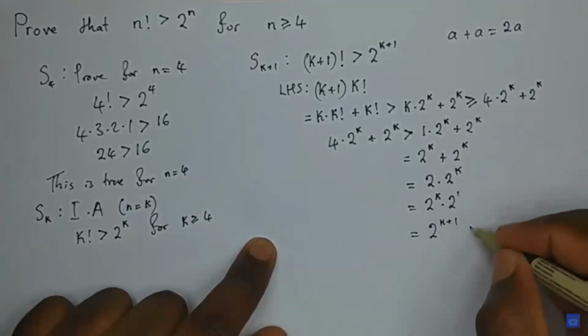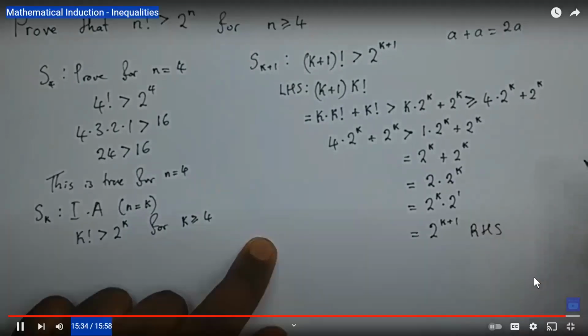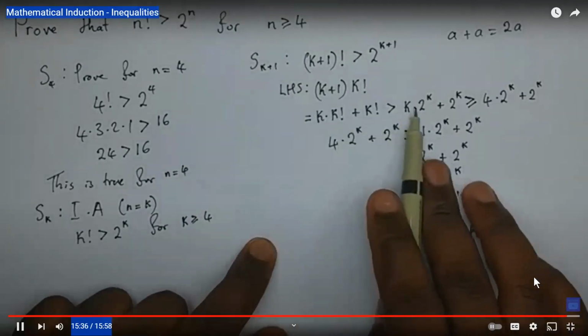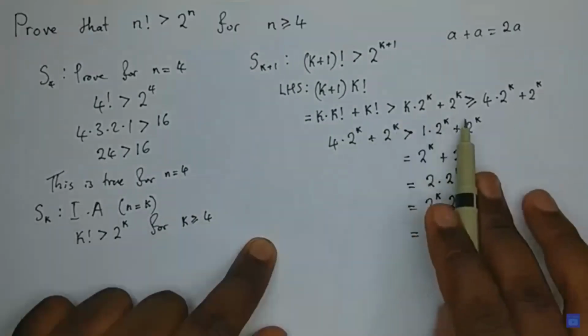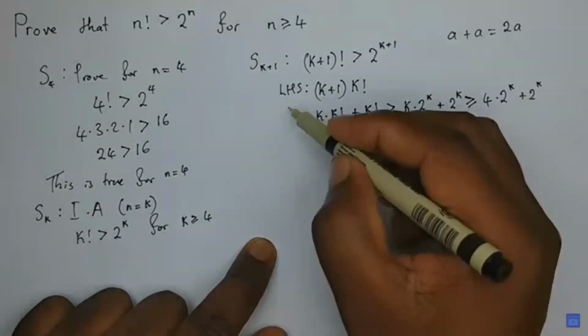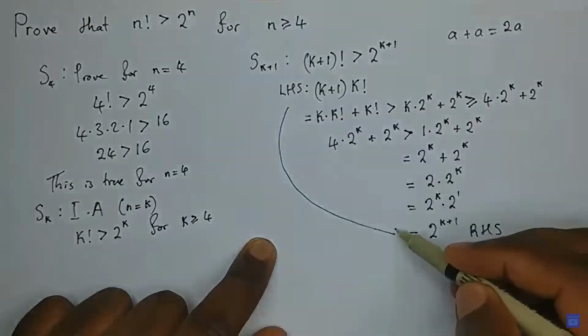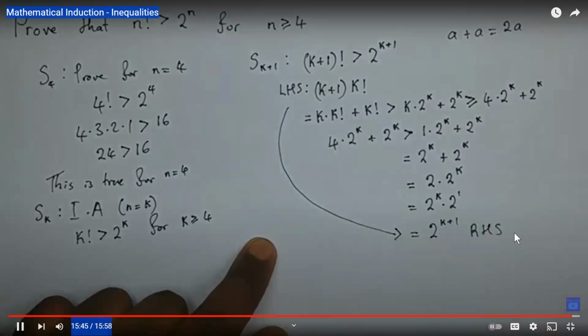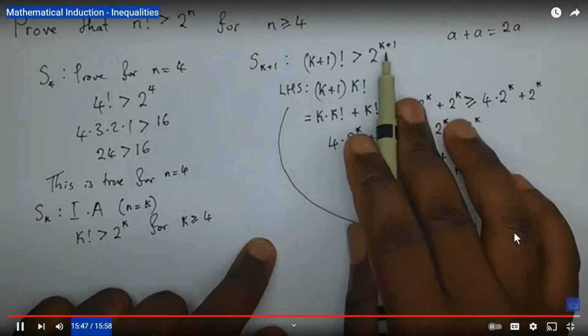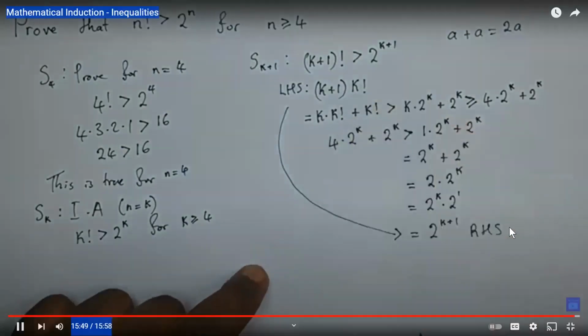Now, this gives us our right-hand side. So this is greater than this, it's greater than that, everything is equal to this, meaning that the left-hand side is greater than the right-hand side. So this proves that this is greater than that expression that we have.